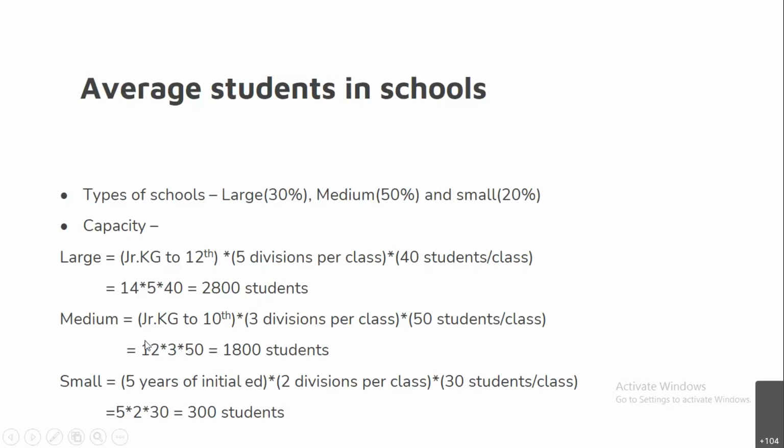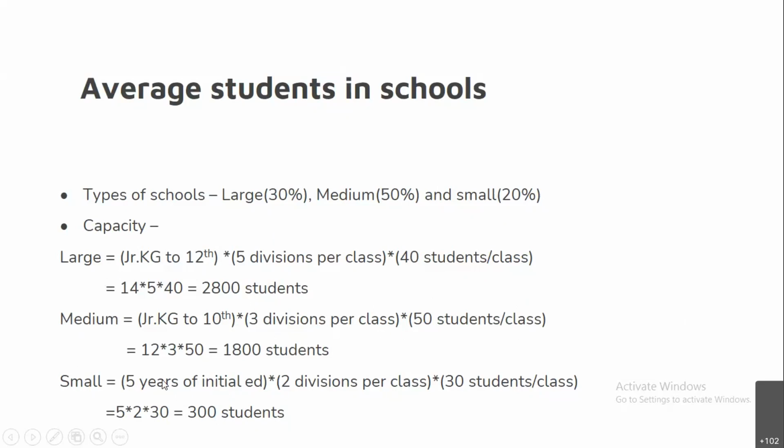Now you talk about a medium school. So medium school is a relatively smaller one. So it doesn't have it all the way through. So it has till 10th grade. So it has junior KG to 10th grade. And since it's not the biggest of schools, it has 3 divisions per class, per standard. And then it has slightly bigger population per class because it has to fit more people. So 50 students, because anything more, they probably don't have attention. So it's 50 students. It can be a different number, but let's keep this here. So that gives you 1,800 students for a medium school.